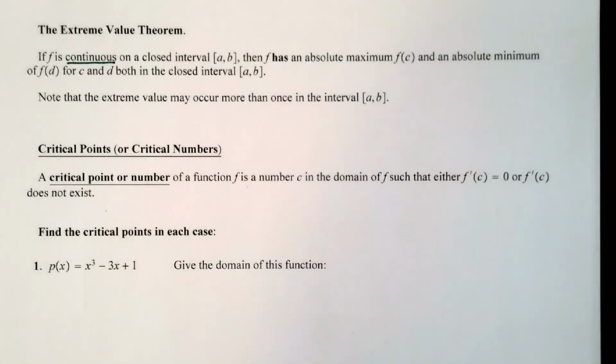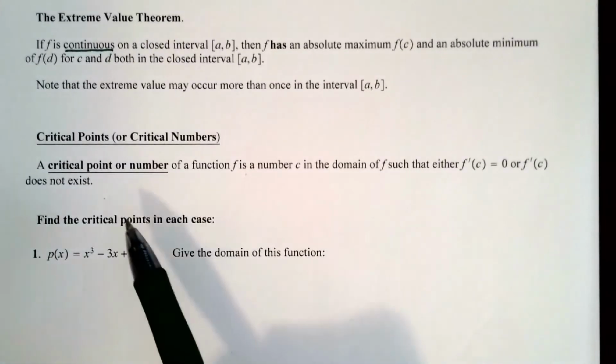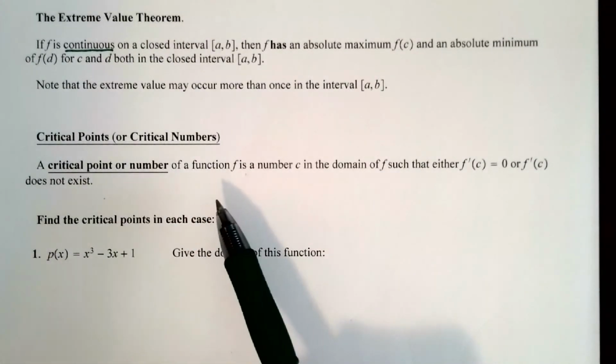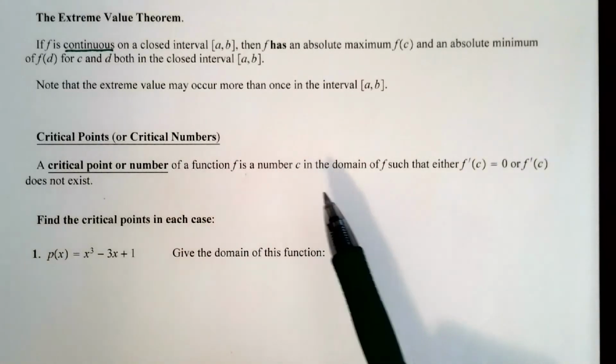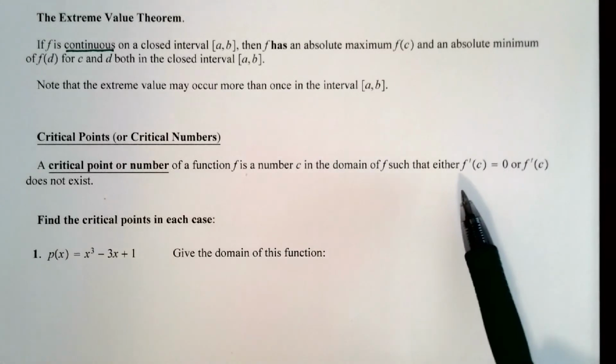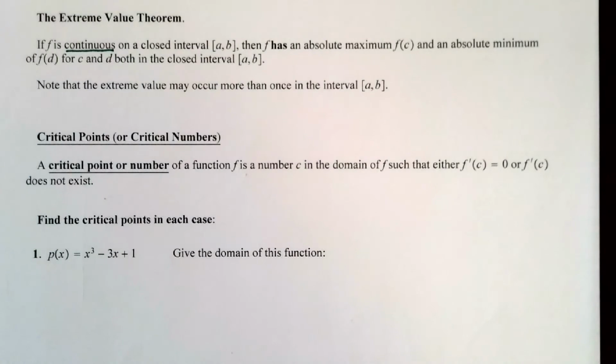Now, in order to help us in the process algebraically, so what we're going to go to find max and mins on a closed interval, we need to talk about critical points, and that's what I want to finish this video up about, talking about critical points. Okay, so a critical point or number for a function is a number C in the domain such that either the derivative is equal to 0 or the derivative does not exist.